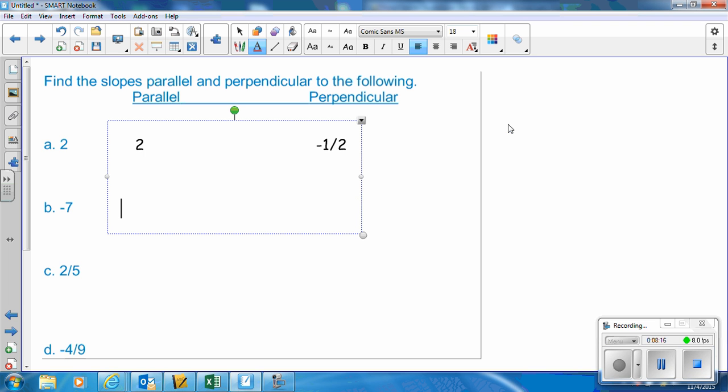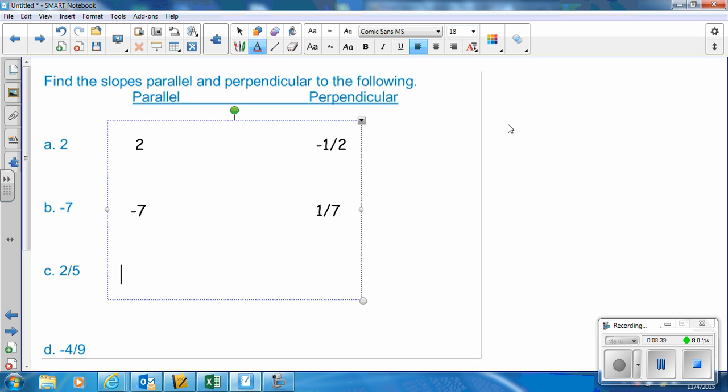If my slope was -7 for a line, parallel would mean it would have to stay -7. The slopes stay the same. For perpendicular, the sign would change, so it would now be positive, and you would flip that 7/1 to become 1/7.